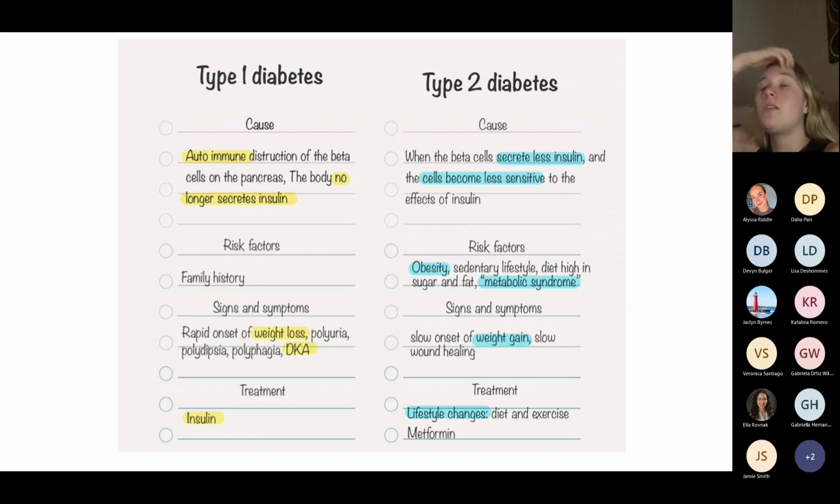Type 1 diabetes, this is an autoimmune issue where my body simply does not produce any insulin. So what do I need to do? I need to give them insulin. This is when we're at more risk for our weight loss, diabetic ketoacidosis, etc. Whereas our type 2 diabetes is usually linked to lifestyle issues. Essentially, I just might not produce as much insulin, or my body's just not sensitive to insulin anymore because I've had a sustained diet high in sugars. So our type 2 diabetes management, a lot of it's going to be like dietary lifestyle changes.